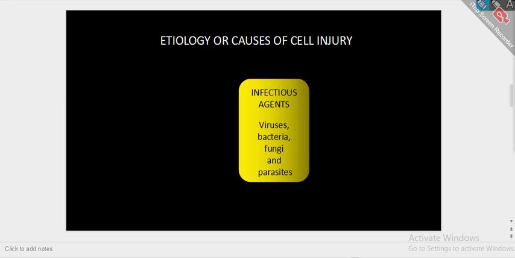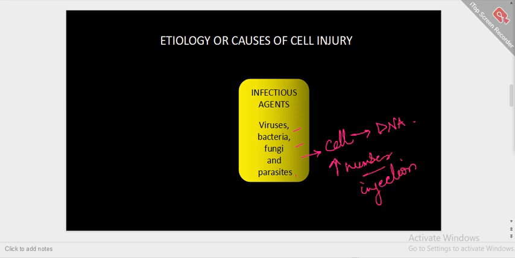Infectious agents such as viruses, bacteria, fungi, and parasites. These are the agents making the cells worsen in their condition by entering into their DNA and getting replicated, increasing in number and causing infection to the host body.